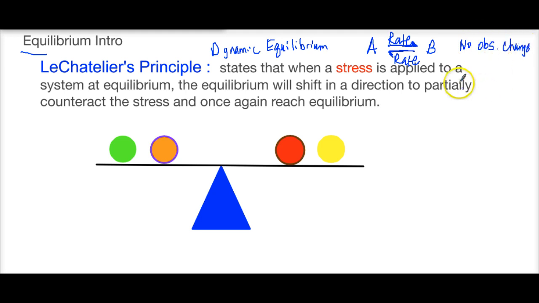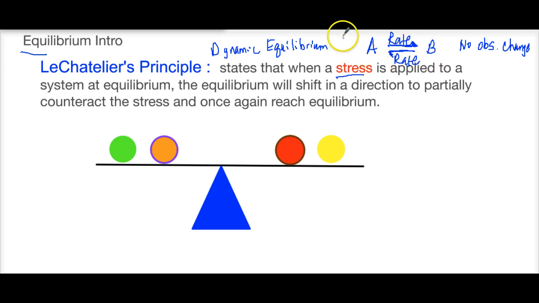So you can't tell when it's at equilibrium, but we can tell when we put a stress on that system and cause it to get out of balance. So the rate of the forward reaction is equal to the rate of the reverse reaction.